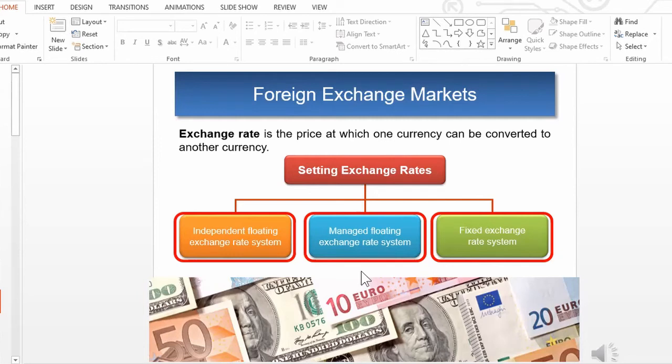Next is the managed exchange rate system. Okay, managed exchange rate. So when we say managed, the government manages it a little bit. There is a little influence from the government. So somehow it tries to control the exchange rate. Just like what the central bank is trying to do with the Philippine currency. They manage it. They buy currencies.